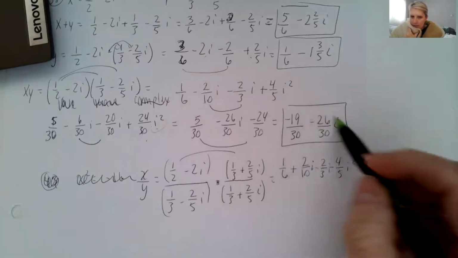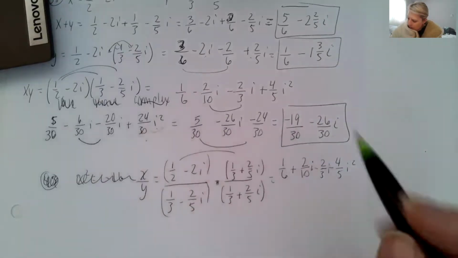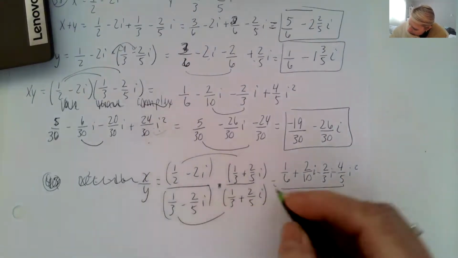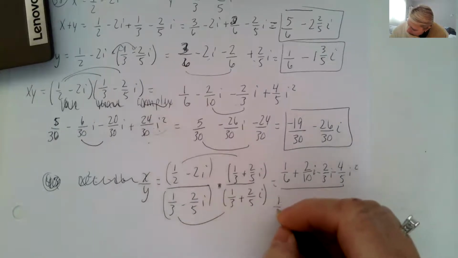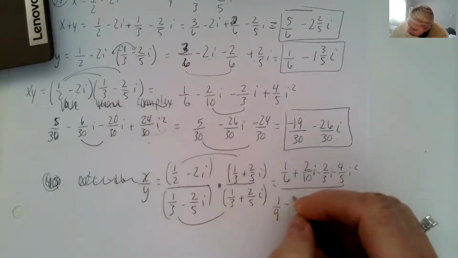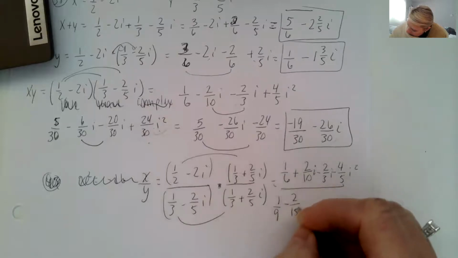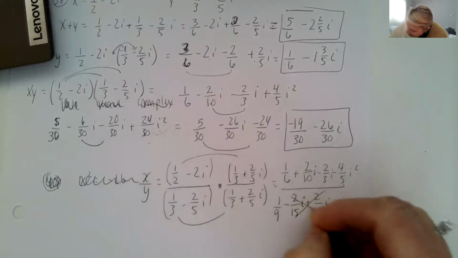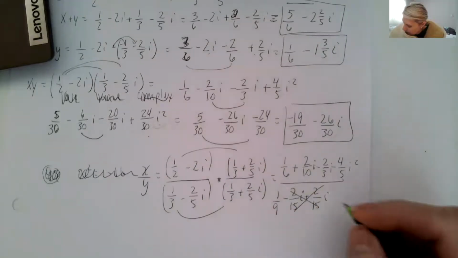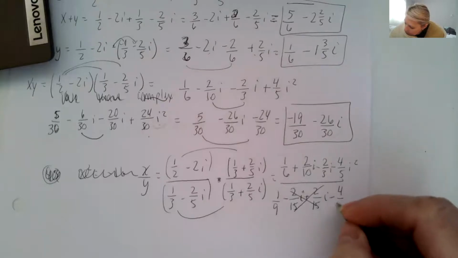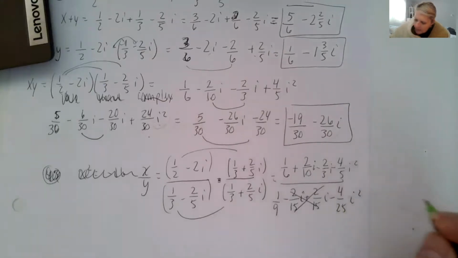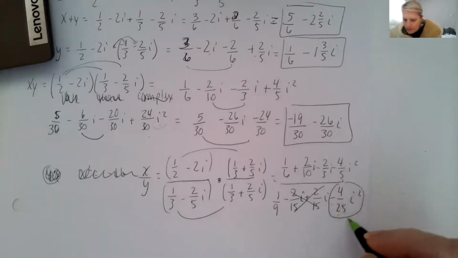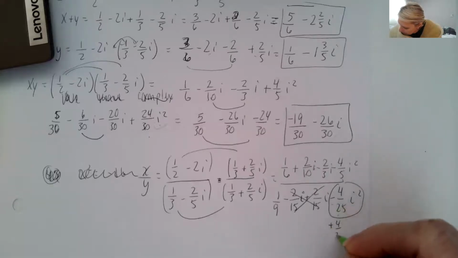So essentially what we got up here, right? Because that's when we did multiply them. So we'll know that's what that simplifies. And then on bottom, when we do this, we get 1/9. And then we get minus 2/15 i plus 2/15 i. The middle terms cancel out because that's what conjugates do. And then we have minus 4/25 i squared. And that negative 4/25 i squared turns into a positive 4/25 because of the i squared.